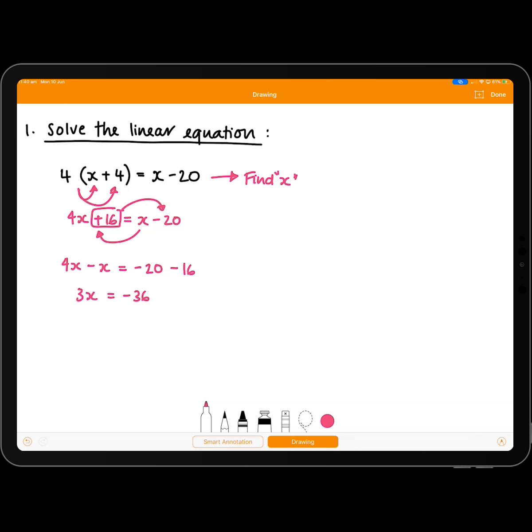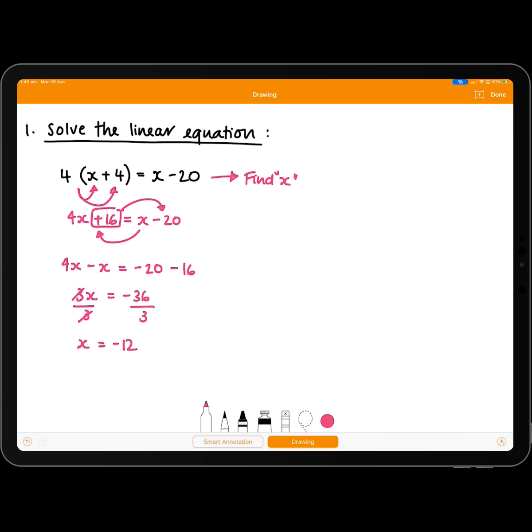So I'm trying to find something times 3 that will get me to negative 36. Algebraically, we do this by dividing it out by 3, because remember it's 3 times x. If I want to move that 3 over to the right-hand side, I need to do the inverse operation. And the inverse of multiplying is to divide. So I'm going to divide both the left-hand side and the right-hand side by 3. That will simplify to just x, and that'll give me negative 12.